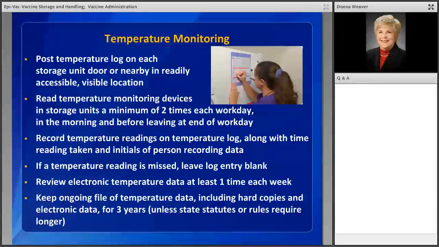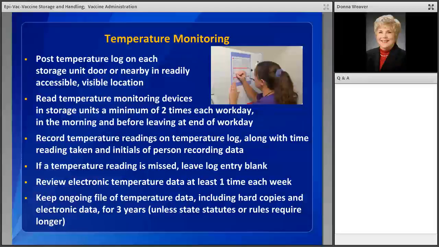CDC recommends that you check and record storage unit temperatures each workday, in the morning when you arrive and in the evening before leaving. This should be done even if there is a temperature alarm or a digital data logger temperature monitoring device. Some devices also display the minimum and maximum temperatures. This refers to the minimum temperature and the maximum temperature that your unit reached since you last reset the device. If you have this information available, we recommend that you record these temperatures once daily before resetting the device.